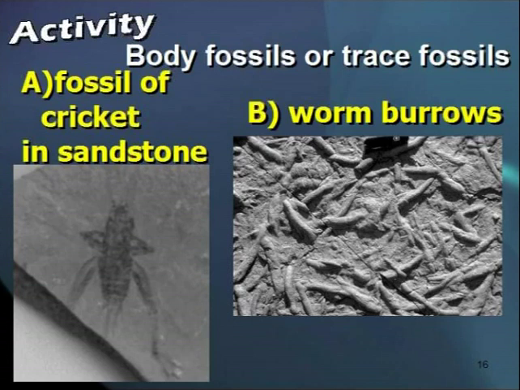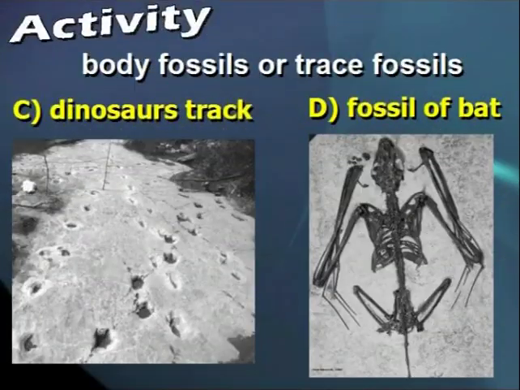All right, let's move on to the next set of pictures. Let us see dinosaur's track. Is it a trace or body? Don't tell me, write it down. And we have a fossil of a bat.